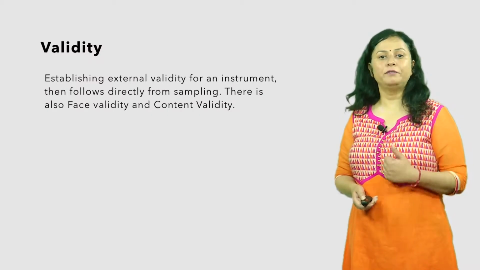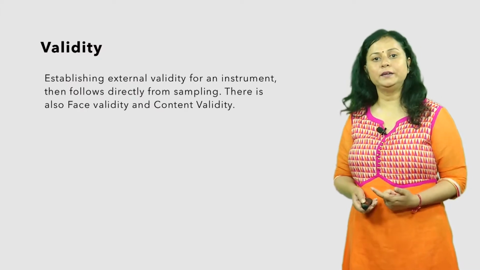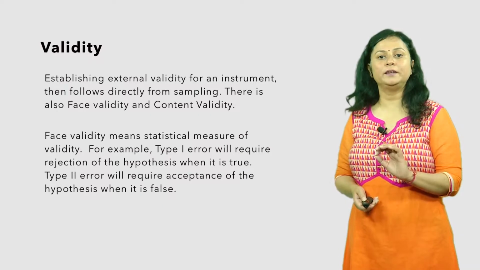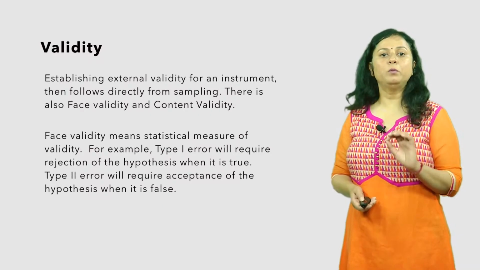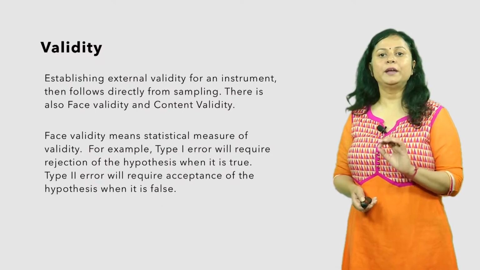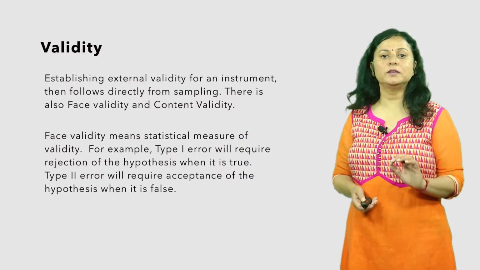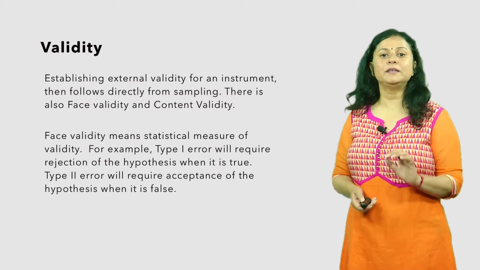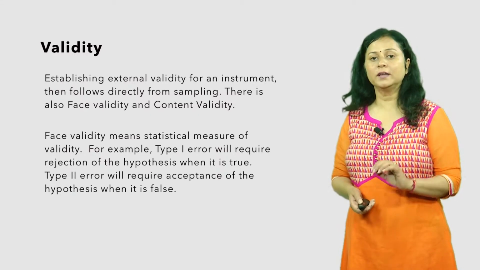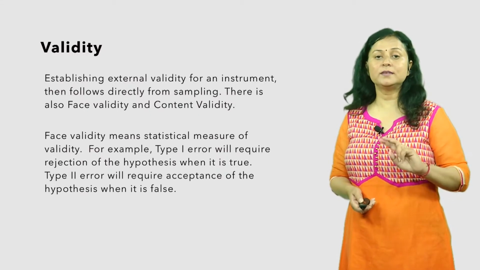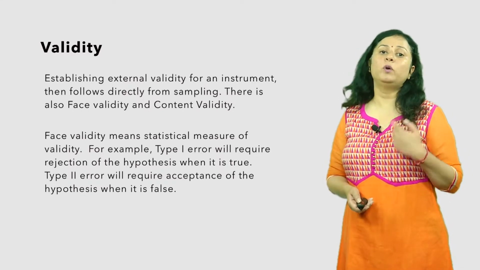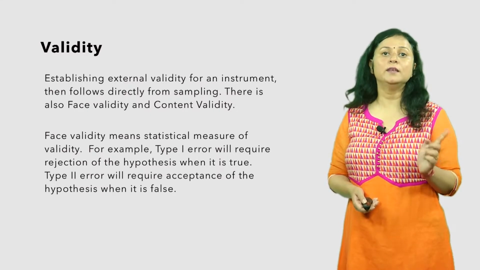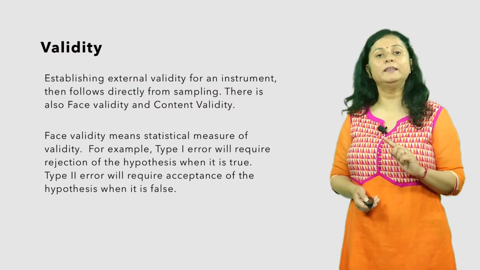There is also face validity and content validity. Face validity means a statistical measure of validity. For example, type 1 error will require rejection of the hypothesis when it is true, and type 2 error will require acceptance of the hypothesis when it is false. The concept of hypothesis is linked here. So, if you have to understand the concept of hypothesis, you can go back to my module on hypothesis and discuss that validity part there.